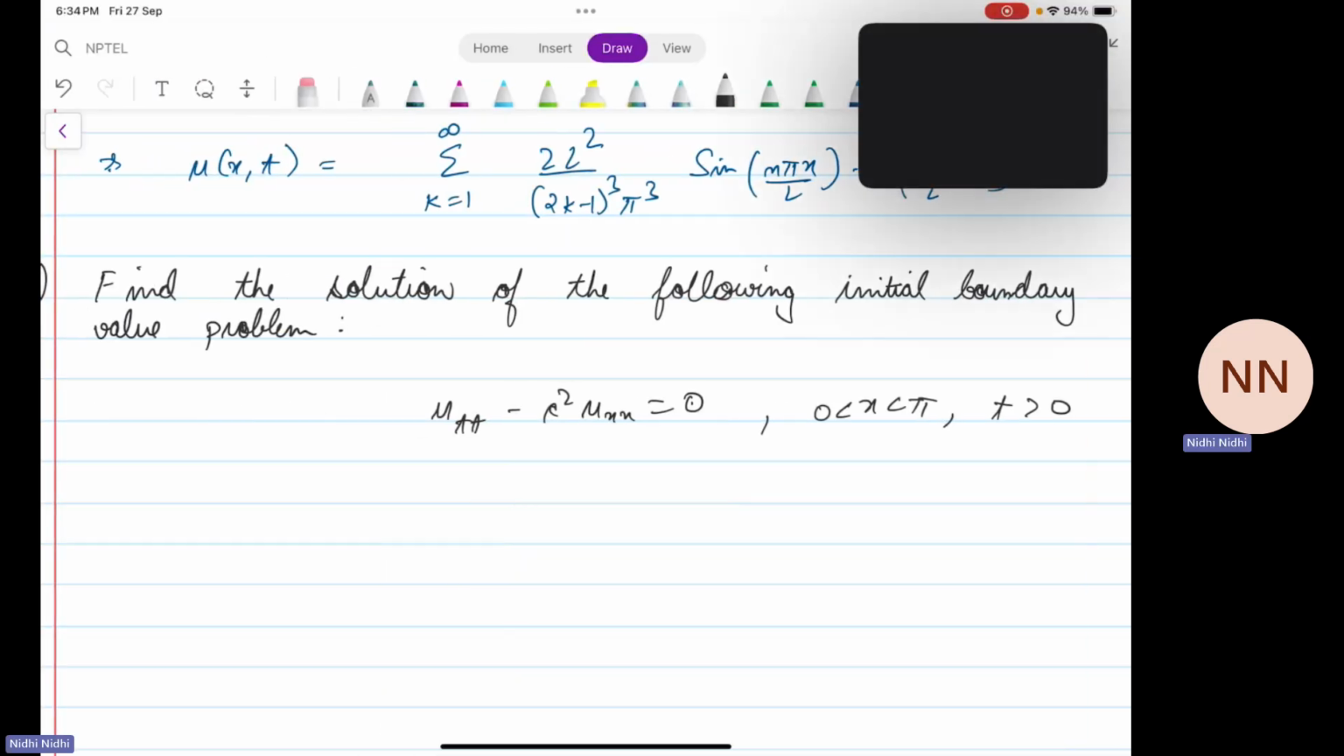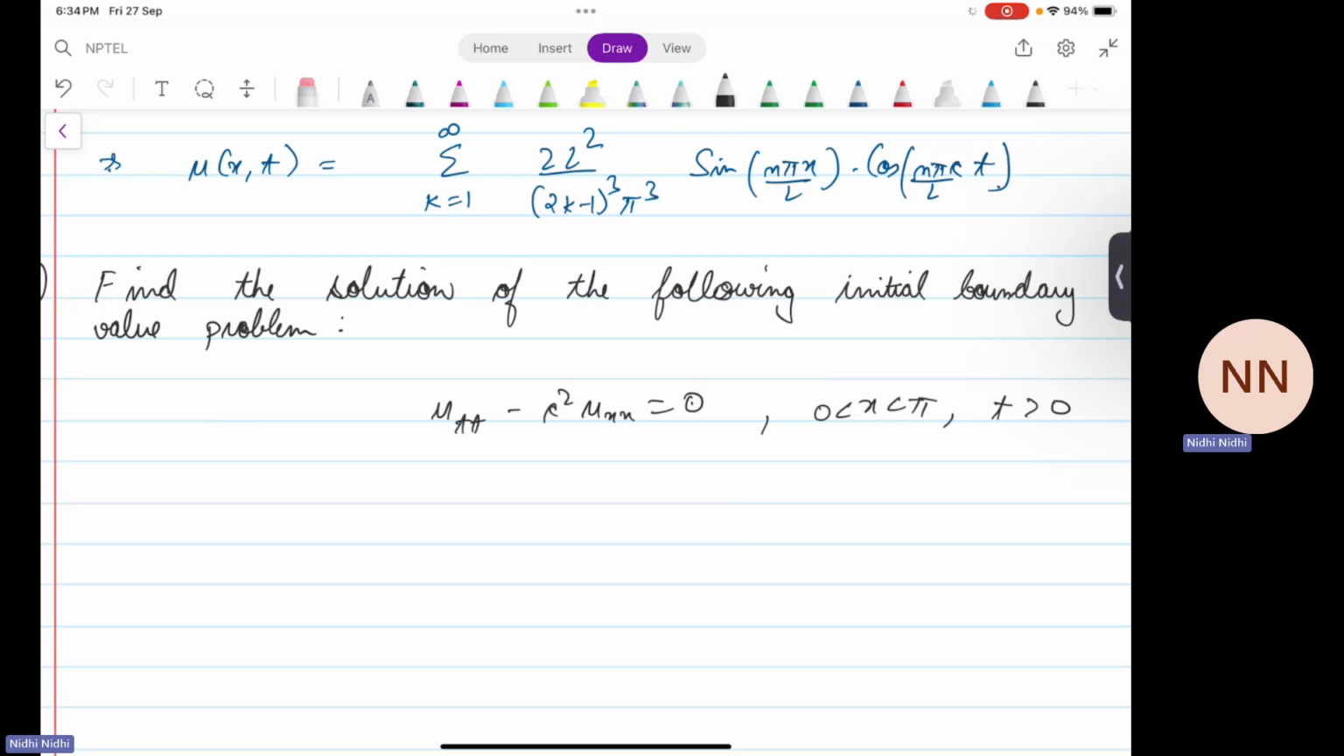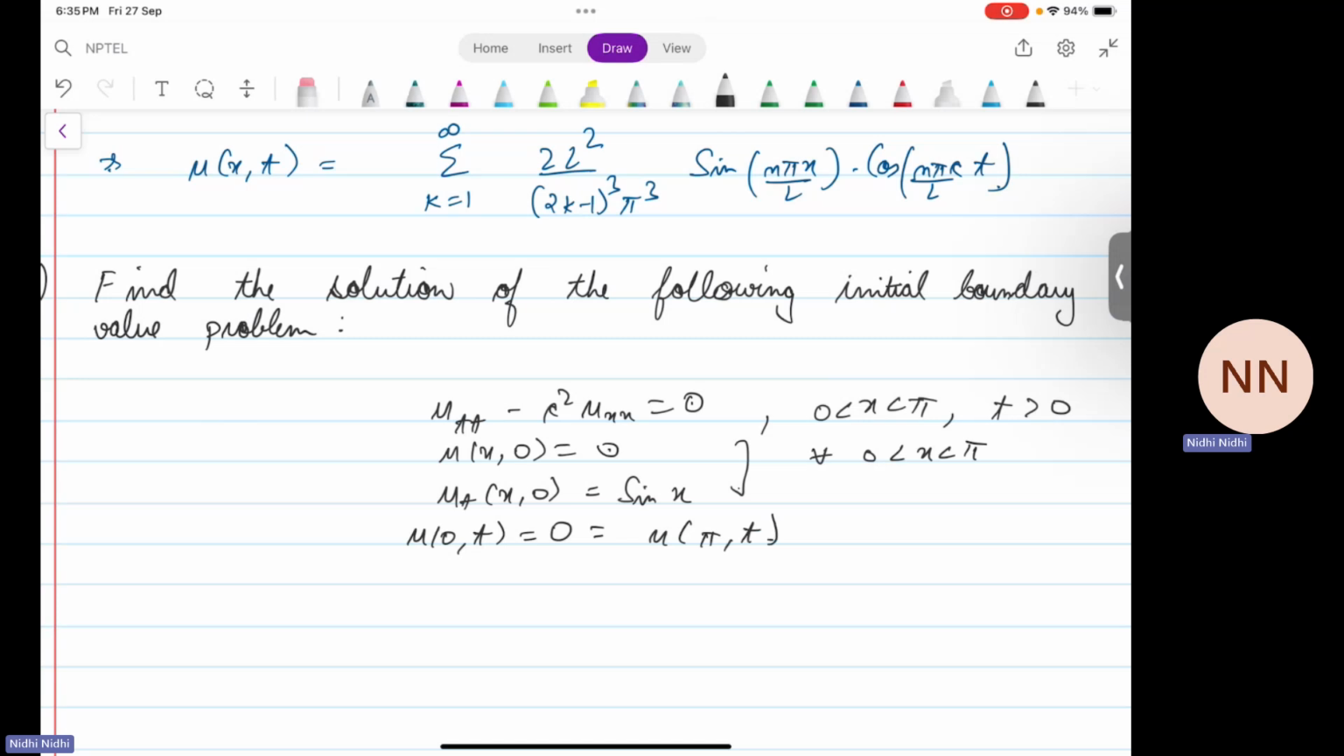With the initial boundary conditions, u(x,0) is equal to 0, u_t at (x,0) is sin x for all 0 less than x less than pi, u(0,t) is equal to 0, which is equal to u(pi,t). That means we have a finite string of length pi.